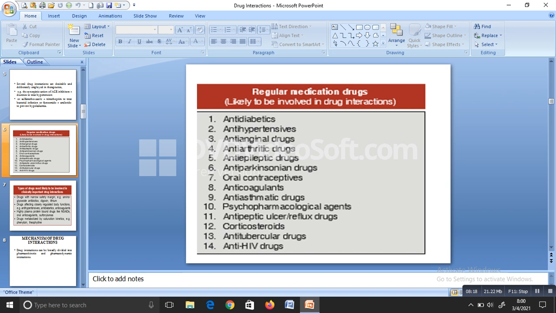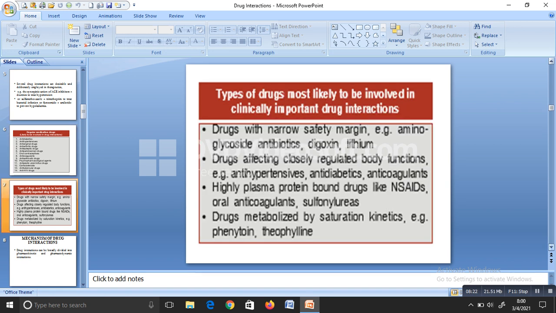And mainly important drug interactions occur with drugs with a narrow margin of safety. Narrow margin of safety means their therapeutic index is less. That is aminoglycosides, digoxin and lithium. Next is drugs affecting the body functions like antihypertensives, antidiabetics, anticoagulants. Next is highly plasma protein bound drugs and drugs metabolized by saturation kinetics.